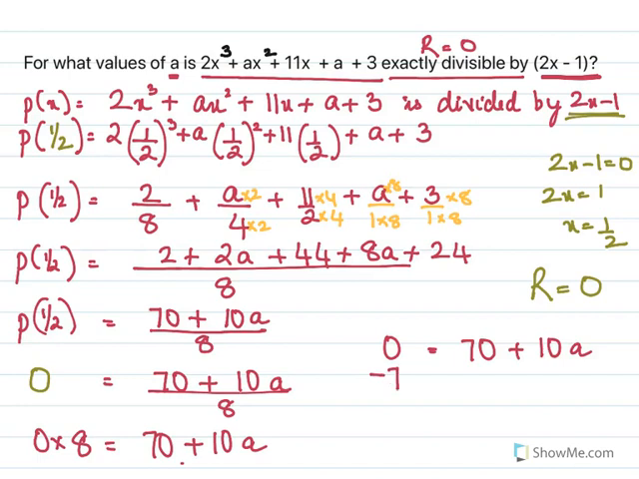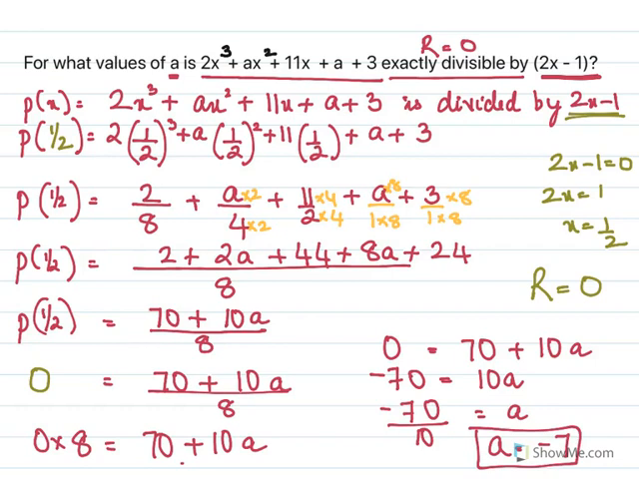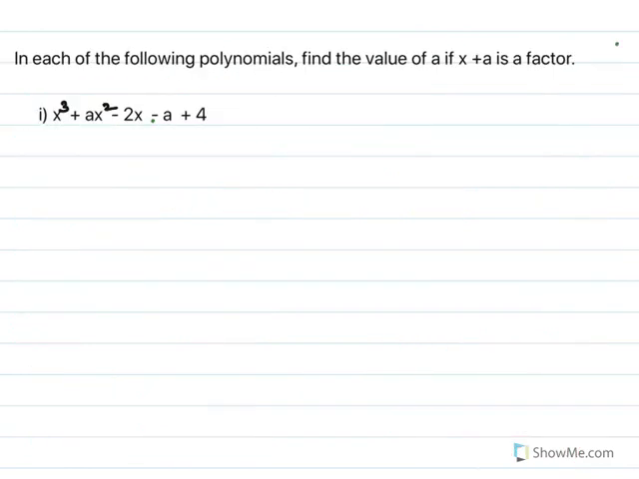So I take it on the other side. Minus 70 equal to 10a, and a equal to minus 70 over 10. So a equal to minus 7. This is your answer, a equal to minus 7. So every time it is a factor, remember when you find the remainder, you have to put the remainder equal to 0.